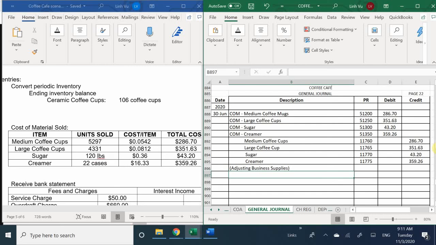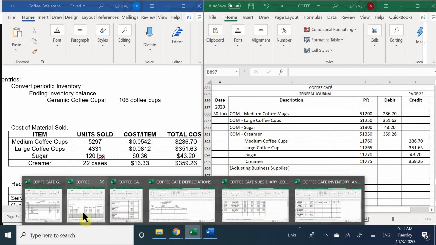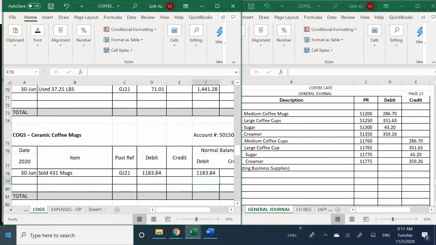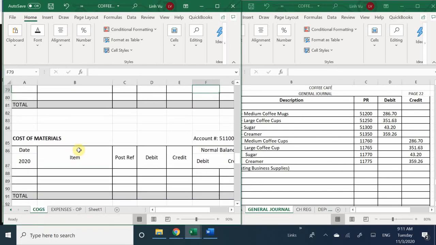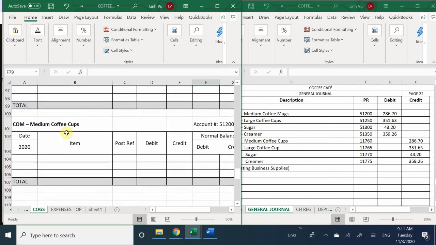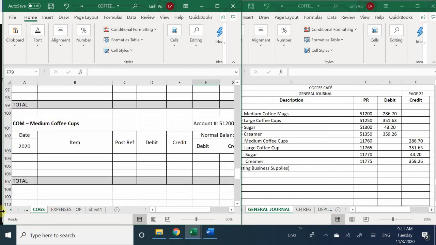All right. So where do we need to go now? General ledger. Let's go to the ledger. Okay. So we're going to go to COGS first. All right. And here we see cost of materials. First one is the medium coffee. Here you go.